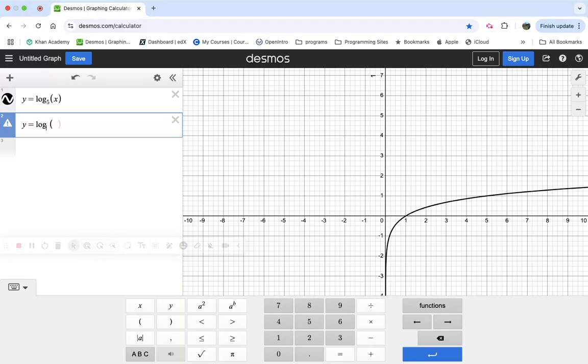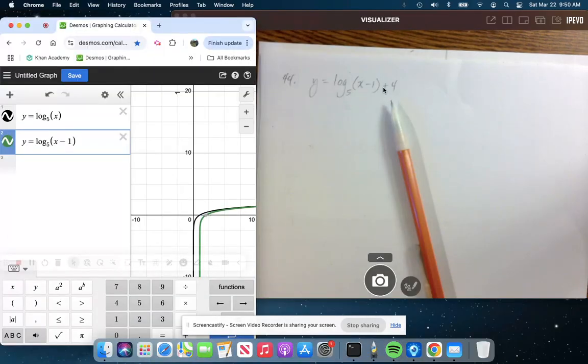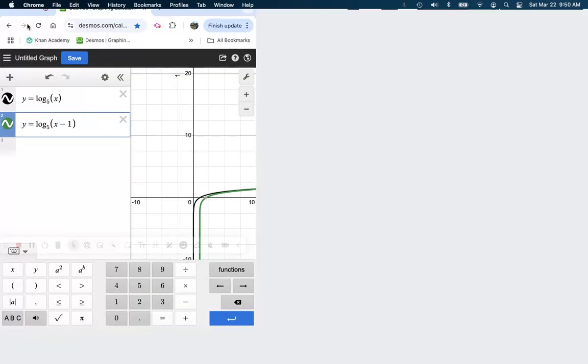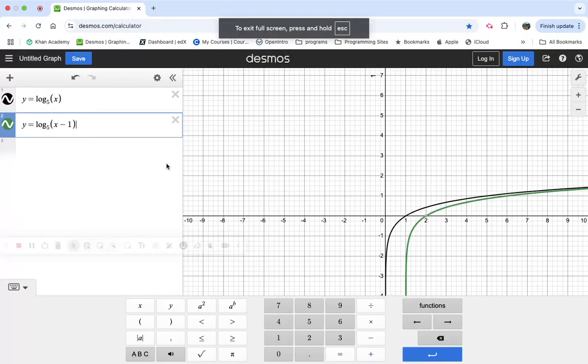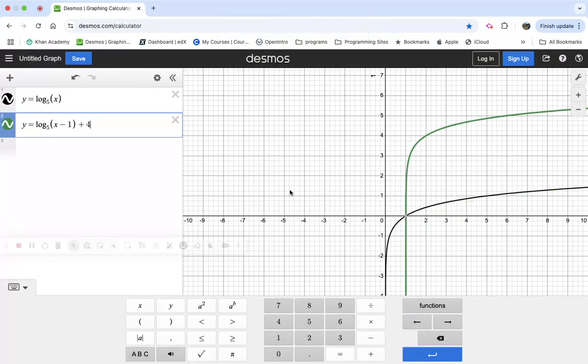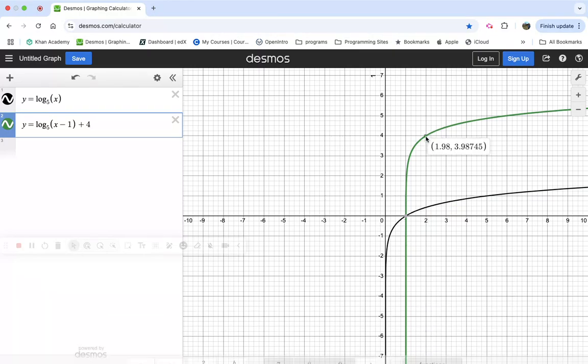So 5. So now I'm going to put in x minus 1, and my prediction is it'll shift this graph over to here. Right? And then when I do the next bit, which is to add the 4, what's that going to do to the graph? It should bump the green graph up 4, right? So plus 4. So it went up from here 1, 2, 3, 4. Now it goes to the coordinate 2, 4 right there.